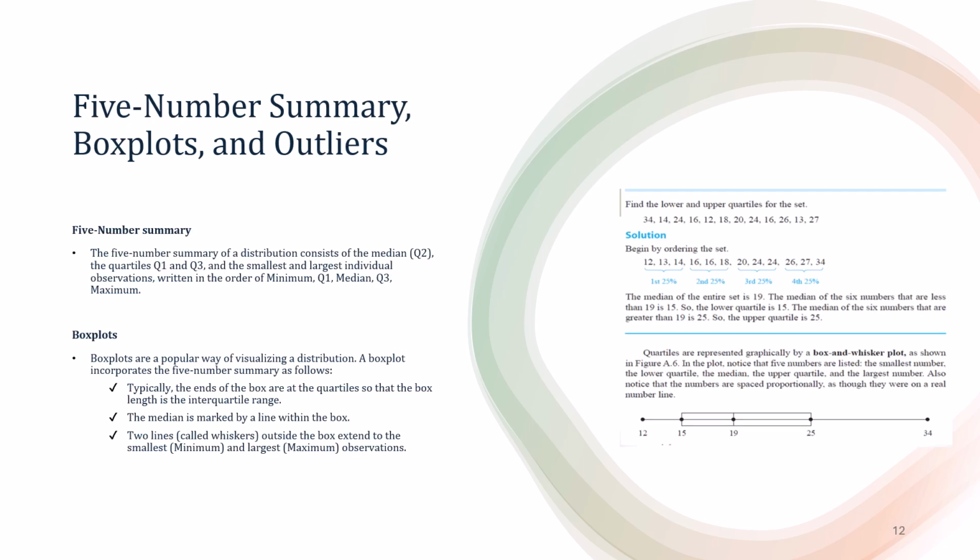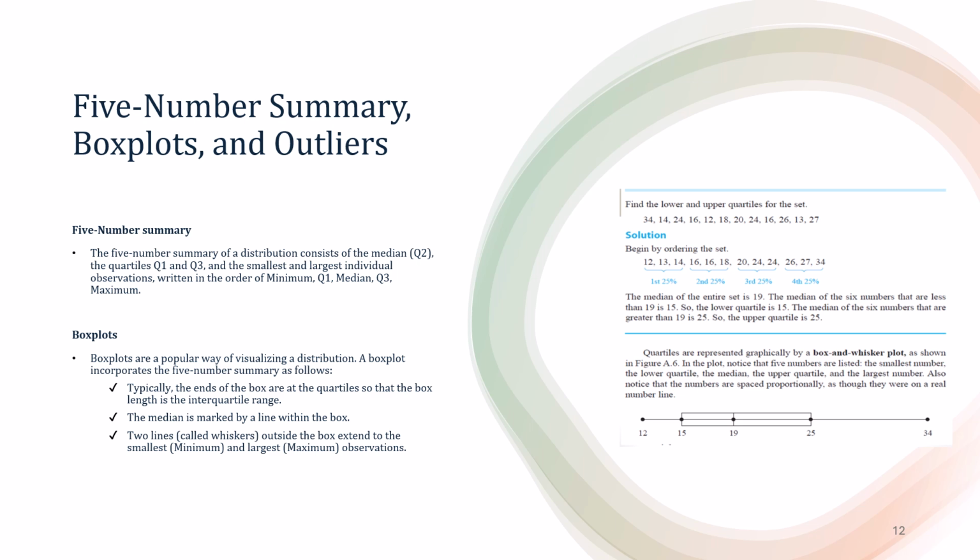The 5-number summary, box plots, and outliers. The 5-number summary of a distribution consists of the median, which is the second quartile, the first quartile and third quartile, and the smallest and largest individual observations, written in the order of minimum, Q1, median, Q3, and maximum.